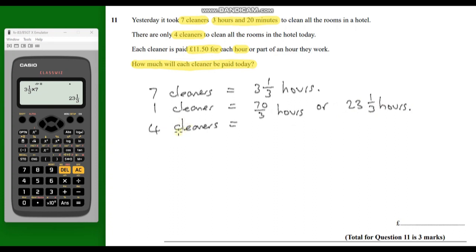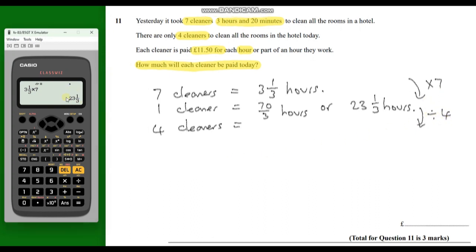But now let's look at 4 cleaners. So 4 cleaners, now we're going to divide because it's going to be quicker for 4 cleaners compared to 1 cleaner. And it's going to be 4 times quicker. So let me just show you what I did. To go from this one to this one, I multiplied by 7. And now we're going to, sorry, not multiply, we're going to divide by 4. So we've got this value here and we just need to divide that by 4. And that gives us 35 over 6. And if we just convert that to a mixed number, we get 5 5/6. So that's 5 5/6 hours. So that's how long it takes for the 4 cleaners to clean the house or the hotel.